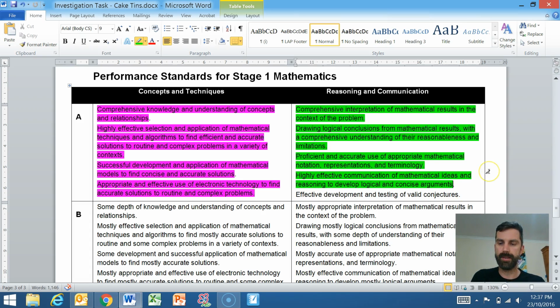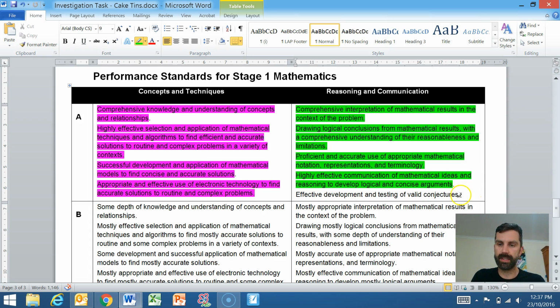So what this is about is your actual writing. So when you are writing your investigation, you need to actually describe your reasoning and your ideas and your arguments in a very effective way. So that means it needs to be readable. I need to be able to read it and have it make sense, okay?